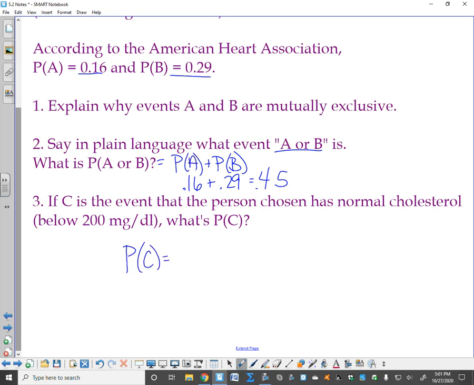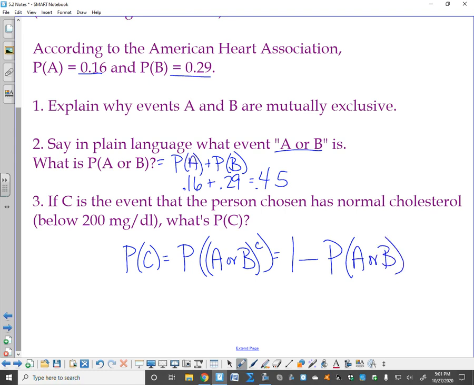Probability of C is the, how's that? It's the complement of A or B. That's pretty right there. I like that. Which is 1 minus the probability of A or B, which is 1 minus 0.45, which I found here and I showed where it came from, so I don't have to do that again.